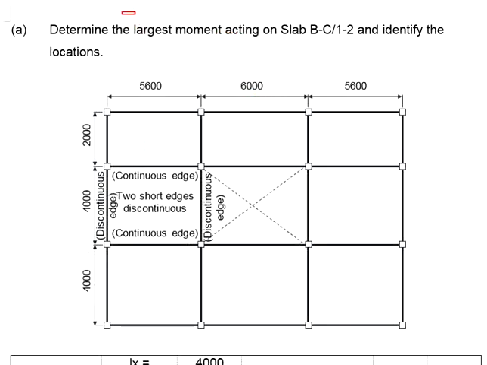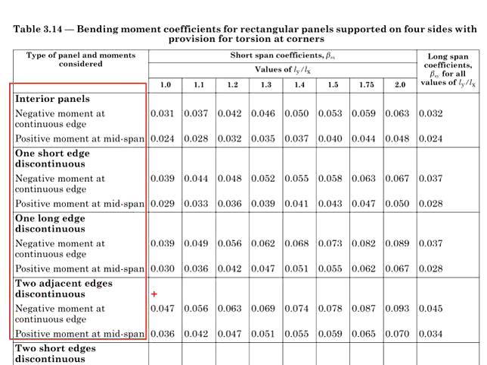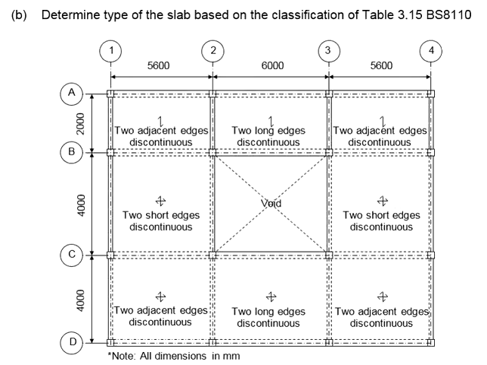The question asks us to determine the moment acting on the slab. For a typical two-way slab, in order to get the moment, you will need to refer to British Standard 8110 to get the coefficients for bending moment. The table that we are referring to is table 3.14 in British Standard 8110. In order to get the right coefficient, you must first know the classifications of the slab. We did the classifications in our previous example while designing for the beams.